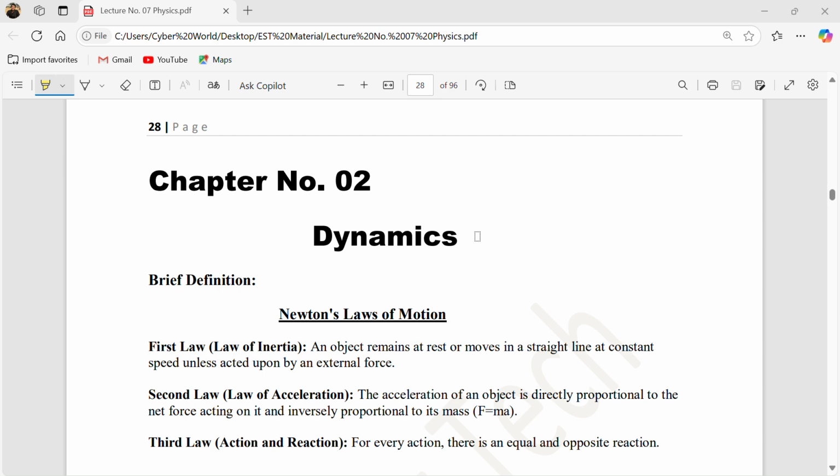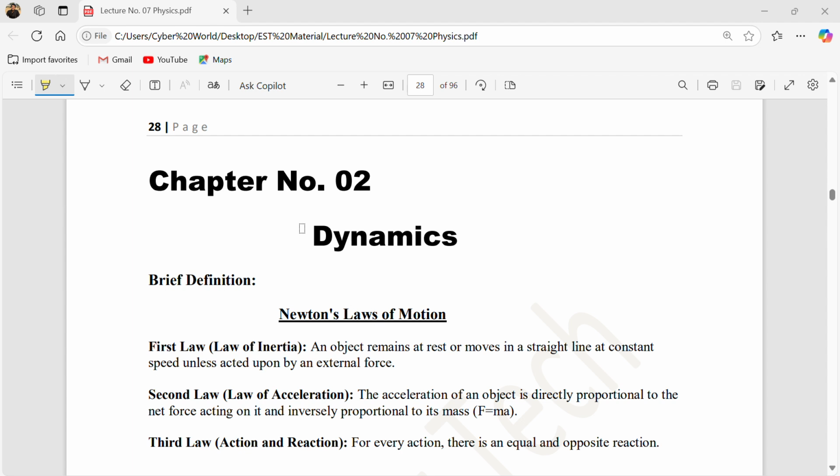It's our second lecture related to EST Physics past papers solution. In this lecture, we will continue our chapter number 2. We are covering the MCQs which are repeated in past EST Physics papers. So by doing these problems, you can do 90% of your paper.